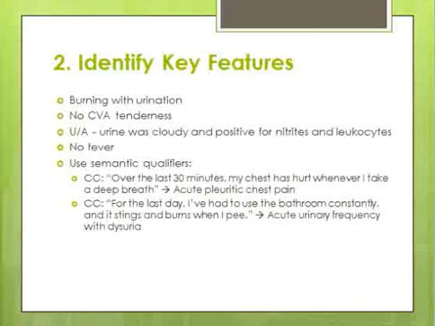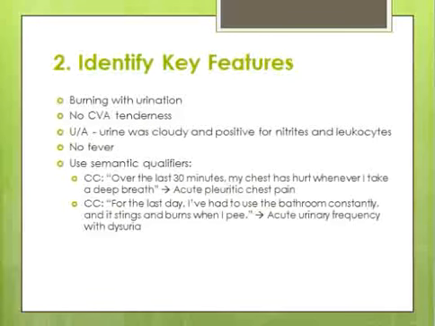So then we need to be able to identify key features. So we're pulling out burning with urination. We're pulling out that she doesn't have CVA tenderness. So this is identifying key features as both positive as well as negative findings. Okay, so with no CVA tenderness and no fever, you're able to rule out pyelonephritis. That was on your differential list. Now you can go ahead and cross it off. That's pretty unlikely at this point, or at least you can move it down the list of possible differential diagnoses.